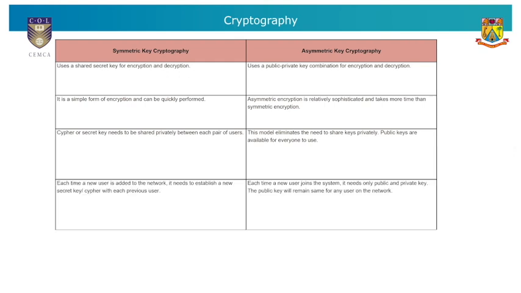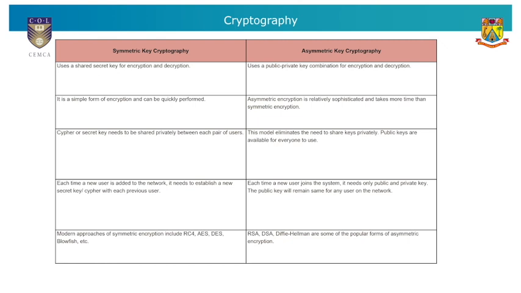Each time a new user is added to a symmetric network, it needs to establish a new secret key or cipher with each previous user. In the case of an asymmetric network, for every new user, only a public key and private key pair is to be generated, with the public key being broadcasted throughout the network for all users. Some of the modern approaches of symmetric encryption include RC4, AES, DES, or Blowfish, whereas RSA, DSA, Diffie-Hellman are some of the popular forms of asymmetric encryption.